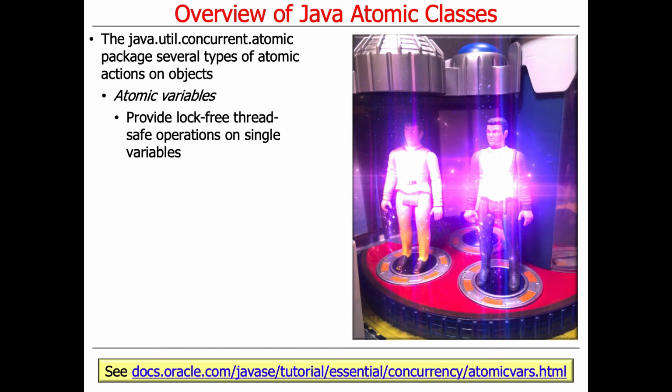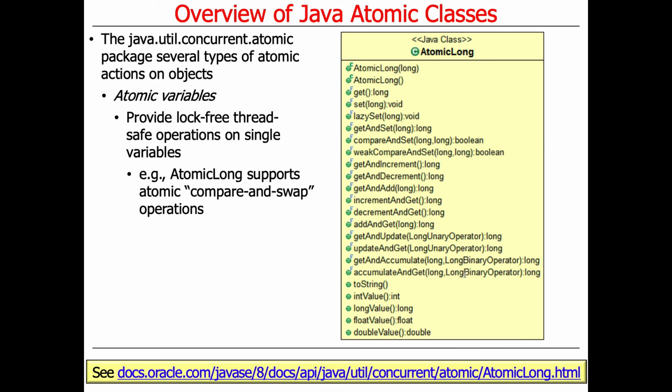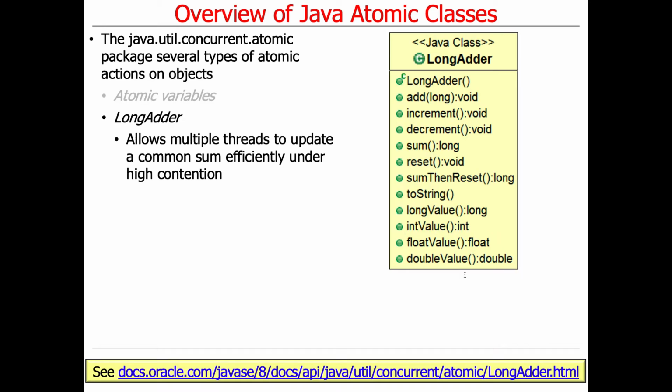Lock-free basically means ultimately they're going to use compare and swap operations that don't end up actually having to acquire a lock. They just sort of spin until they get their way. For example, AtomicLong is a very powerful class, a very popular class for this kind of thing. And it provides various atomic compare and swap operations and other operations that are built on top of atomic compare and swap. And I'll talk more about that in a second.